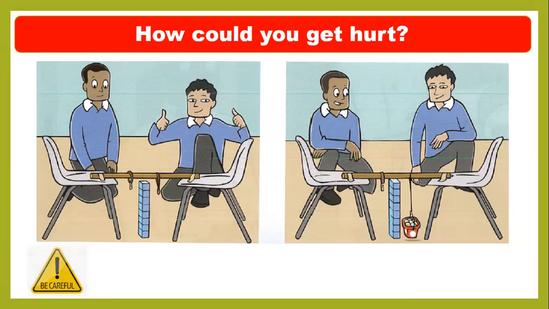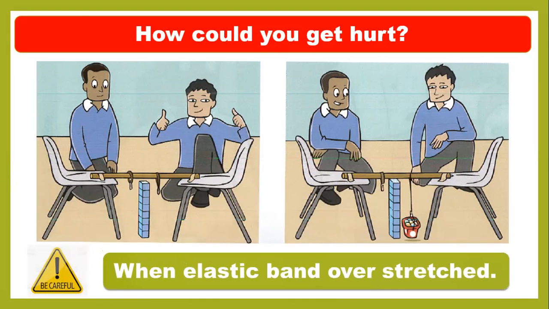The next thing is very important: how could you get hurt when you are doing this activity? You should take care of one thing. You could get hurt when the elastic band overstretches. When the elastic band overstretches, it will hurt your eyes. As you can see, if the elastic band is stretched too much, it will break and hurt your eyes. So you must be careful.